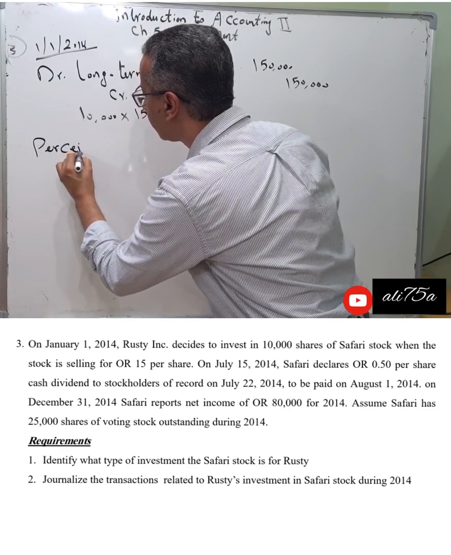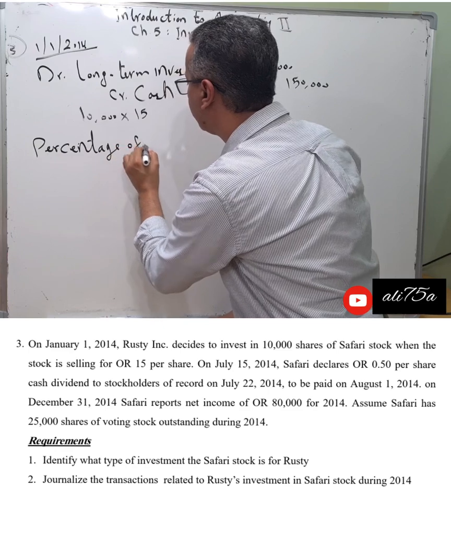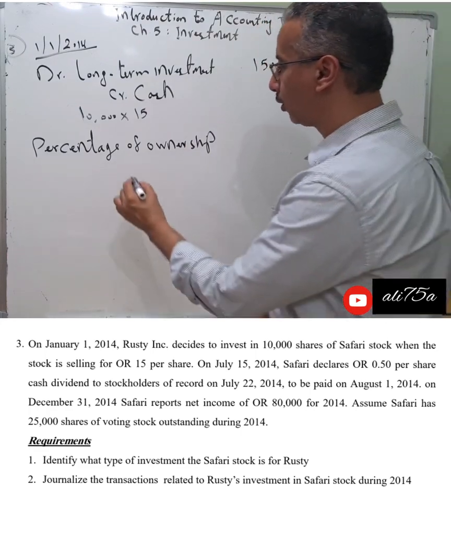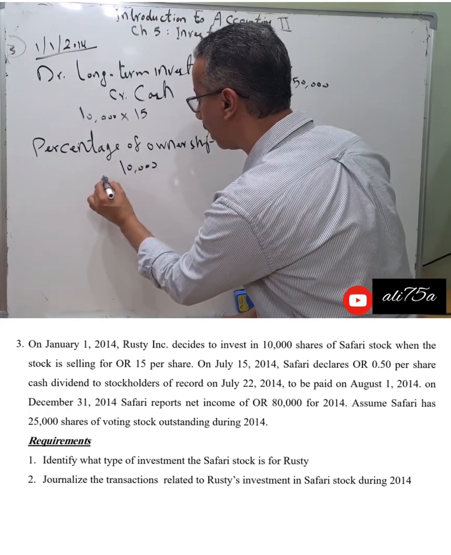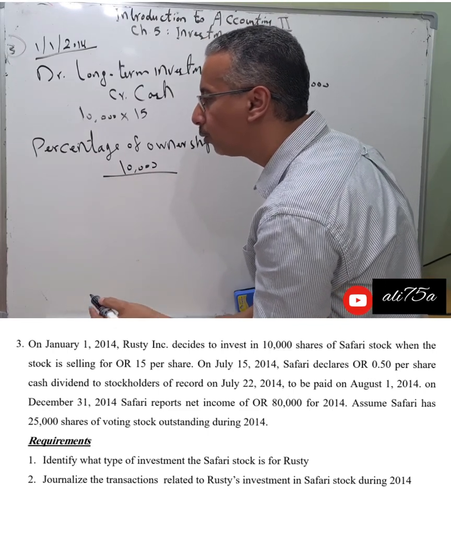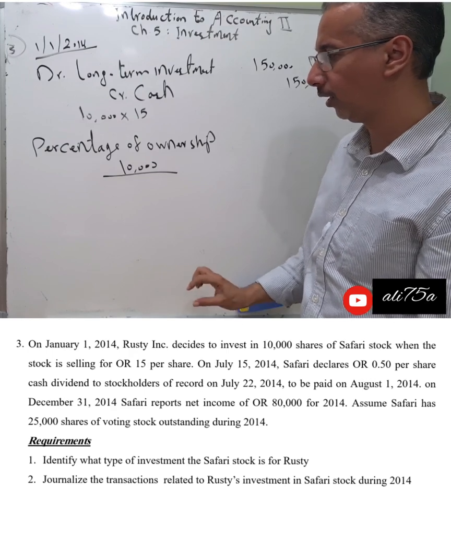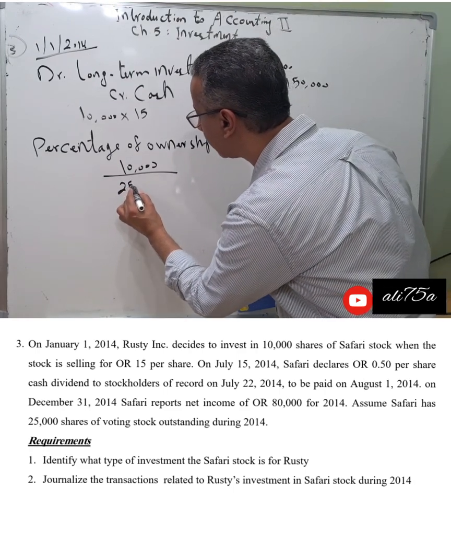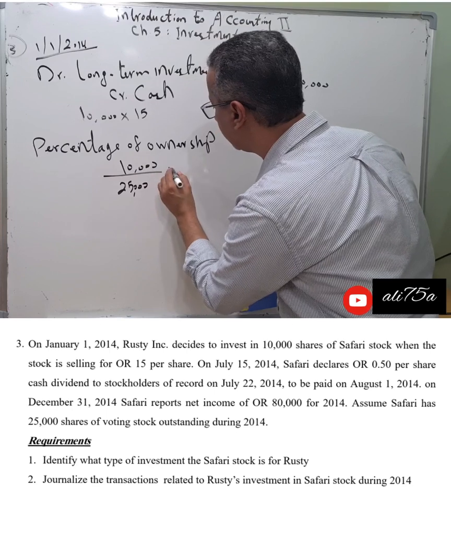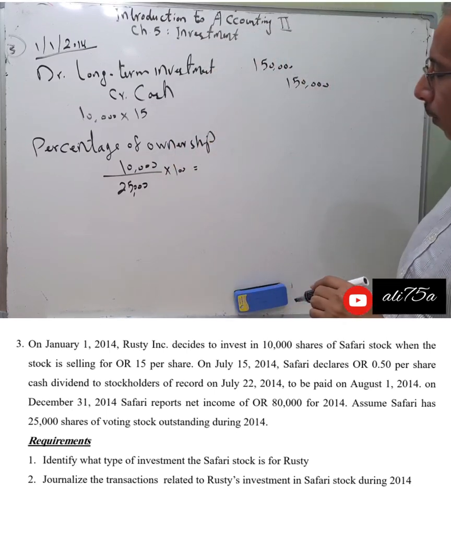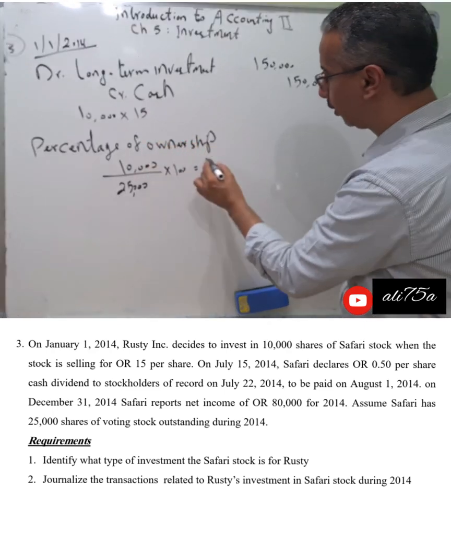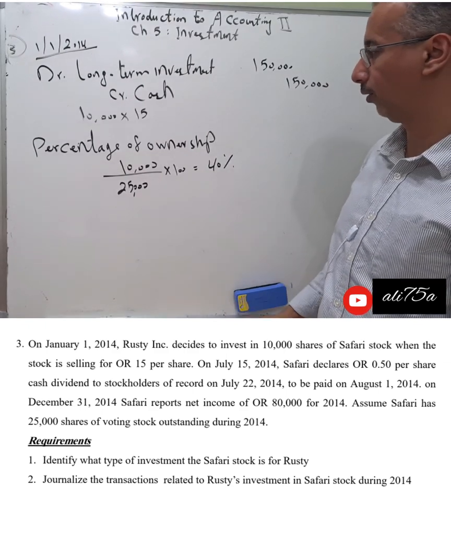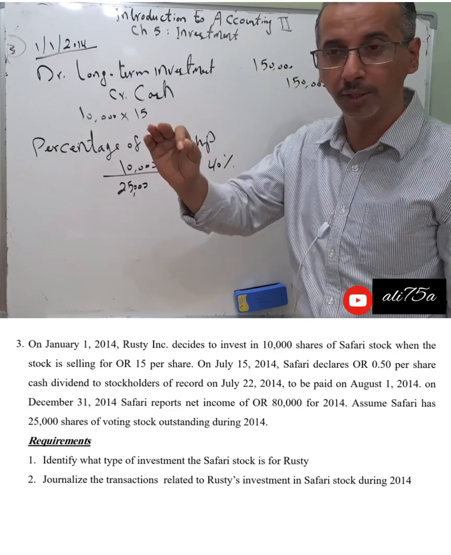Percentage of ownership. They purchased 10,000 shares. They own 10,000 shares out of the total. If you look at the last line in the question, assume Safari has 25,000 shares of voting stock outstanding. If you want it as a percent, multiply by 100. It's 40%. They own 40% of this one. If they have 40%, it's not 50%.